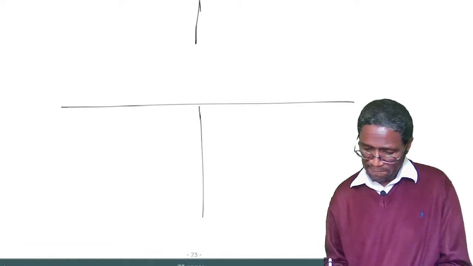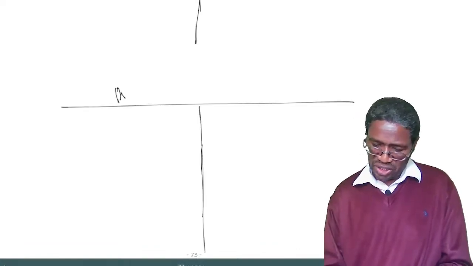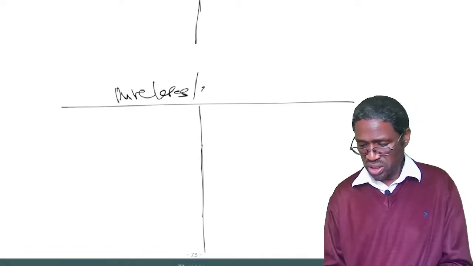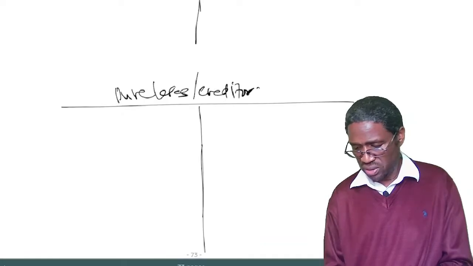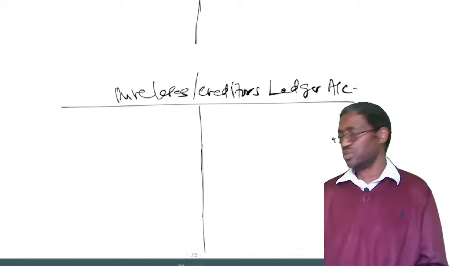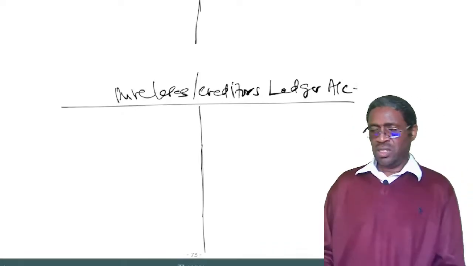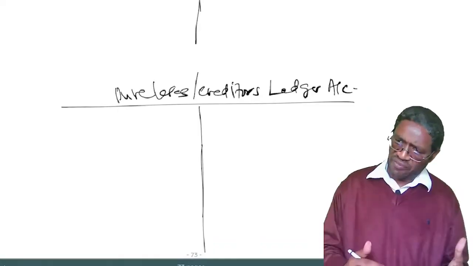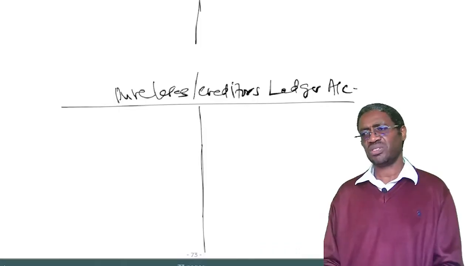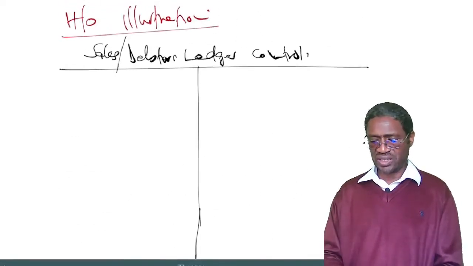Then you can open another one. Call it Purchases Ledger, purchases stroke Creditors Ledger, control account. Good. So we go one item at a time. If it's affecting creditors, you enter it in the creditors. If it's affecting debtors, you enter it in the debtors account. Good. So let's start.